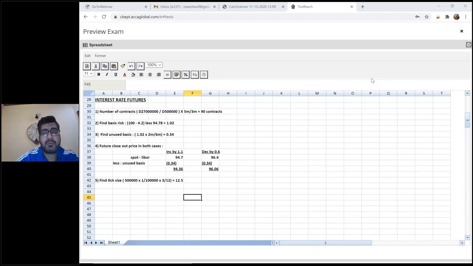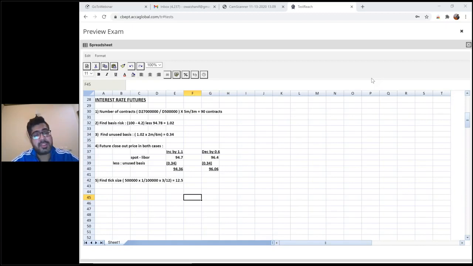Which futures price to select? If you need to borrow or deposit on 31st January, you need a 31st January future. Not available, so the very next one, 30th March, 1.02. Unused basis is basis risk, 1.02, extra months. 31st January is the borrowing and depositing date. You need a contract for 31st January, but you took a contract for 31st March. It's 2 extra months. Total months: today is 1st October, you took a contract of 30th March, so it's 6 months.